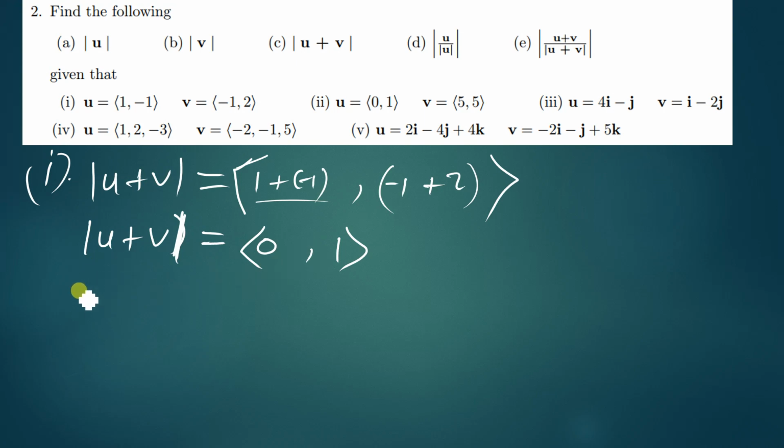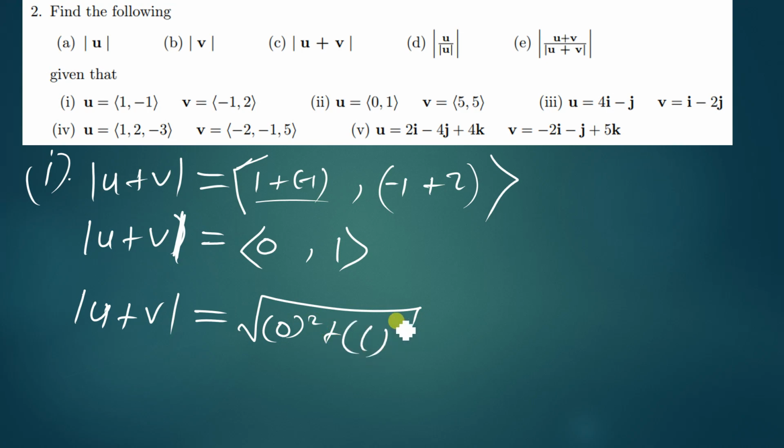So now we find the magnitude of this vector. So the magnitude will be the square root of 0 squared plus 1 squared. And this will give us 0 plus 1, which is the square root of 1, which still gives you 1. So the magnitude of u plus v is simply just 1.